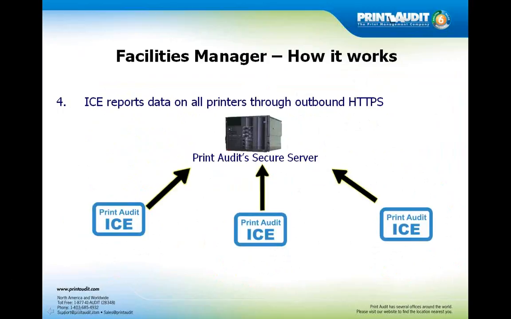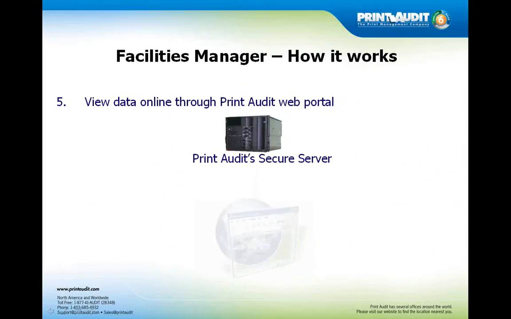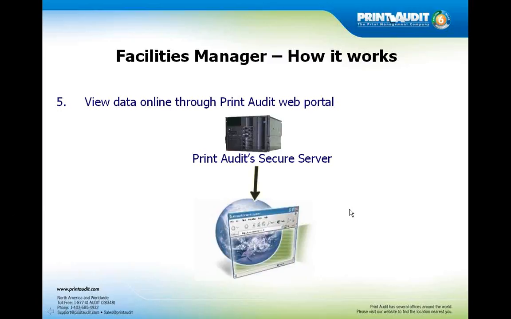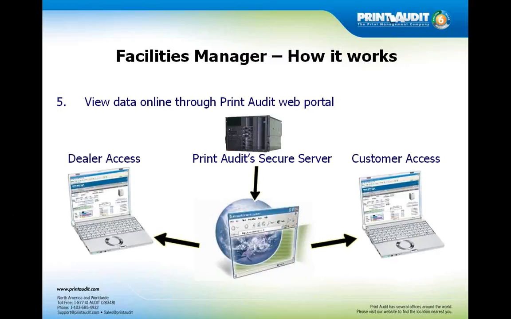And this encrypts the data coming out of your customer's site at the ICE application. So it doesn't encrypt the data necessarily within the customer site, but it does so before it leaves. And this is a one-way communication that takes place with Print Audit's secure server. Once that information is available on our server, we then make it available to you, the dealer, via Print Audit's passcode protected web portal. All you need is internet access and your login credentials in order to obtain this data through the portal.